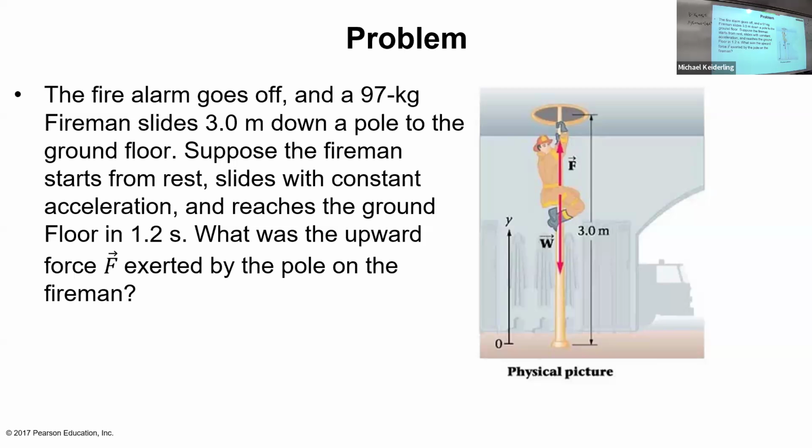So for this, you know the mass of the fireman, the distance the fireman travels, the displacement of the fireman, delta y, the initial velocity of the fireman, which is 0, and the time it takes to travel that displacement. So you want to find the upwards force F exerted on the fireman. We'll give you a few minutes to work on that.